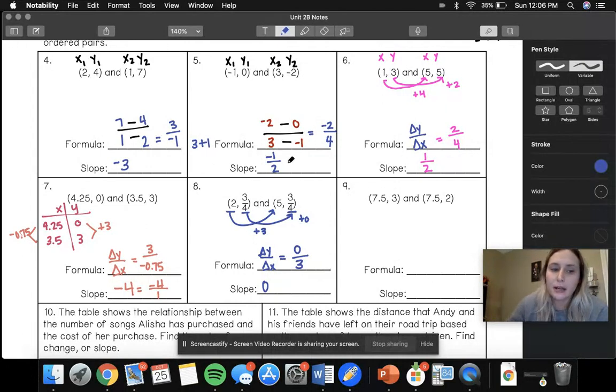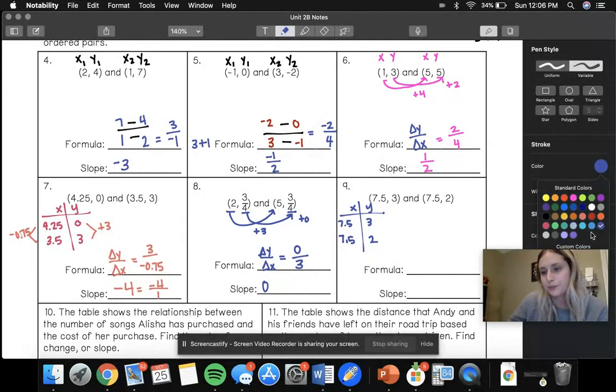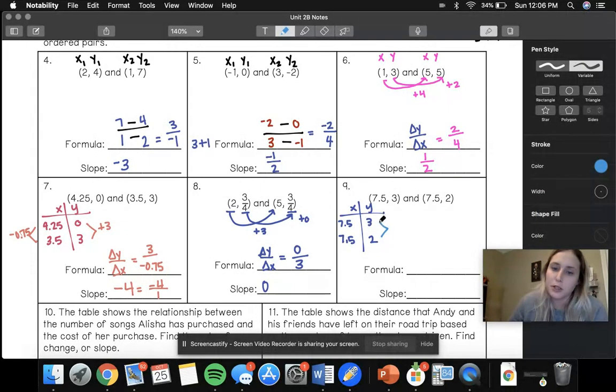All right, for number 9, we'll just do it the table way just to have another example of that. So for this first ordered pair, the input is 7.5. The y value is 3. For the second one, we have 7.5 and 2. Then we just find the difference between them. To go from 3 to 2, we go down 1. Then to go from 7.5 to 7.5, we stay right there. So we're just not going anywhere.